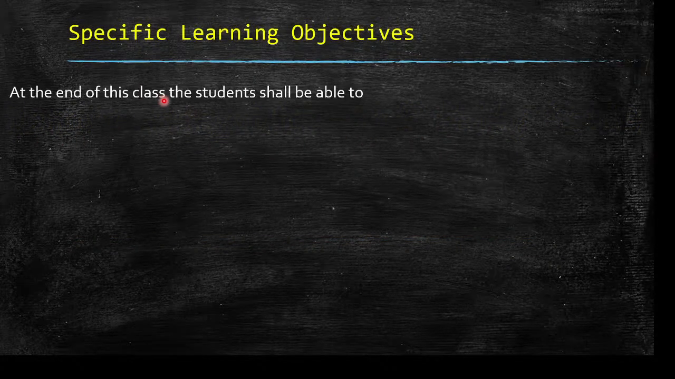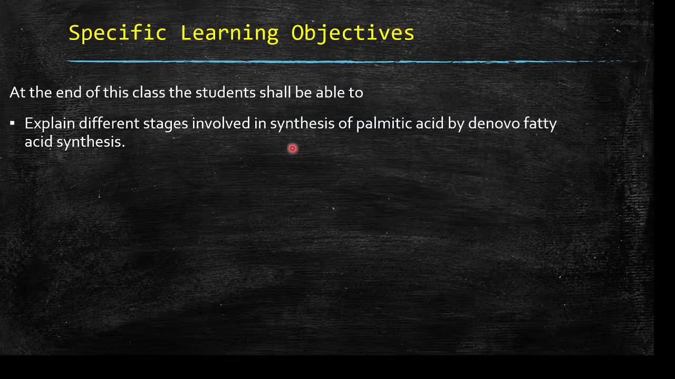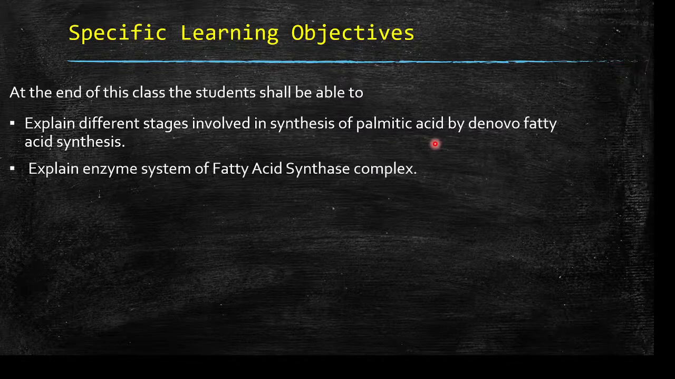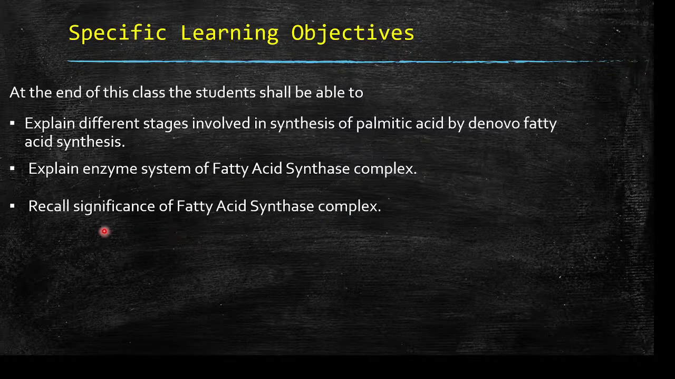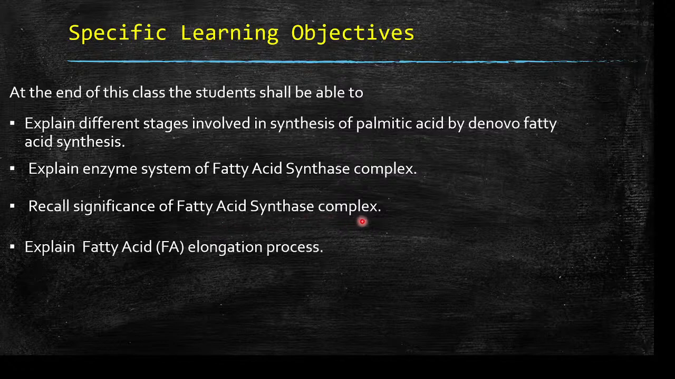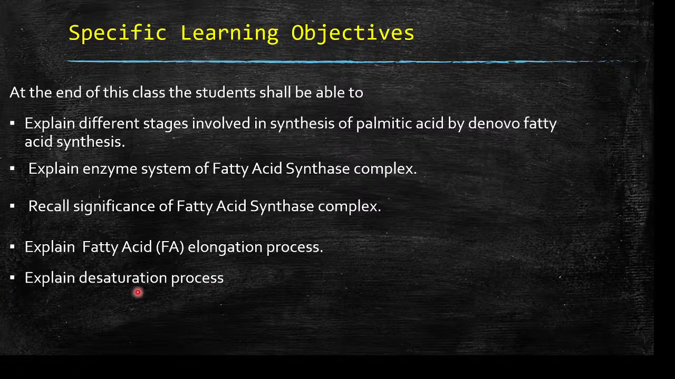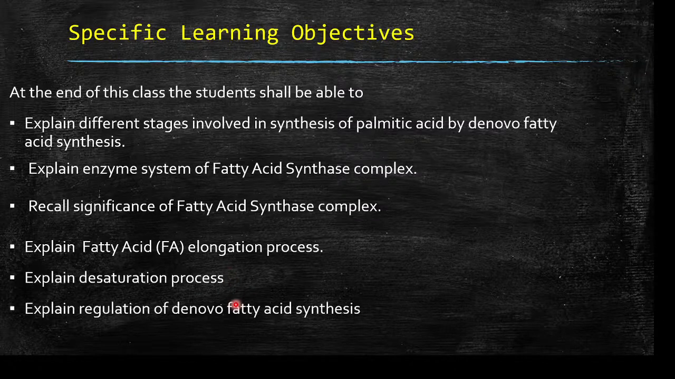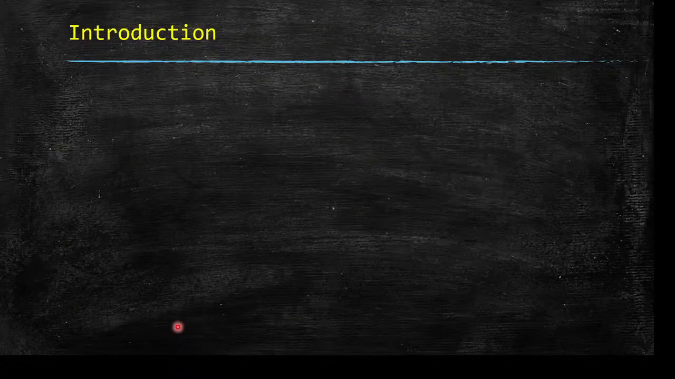So, specific learning objectives. At the end of this class, the student shall be able to explain different stages involved in synthesis of palmitic acid by de novo fatty acid synthesis, explain the enzyme system of fatty acid synthase complex, recall the significance of fatty acid synthase complex, explain the fatty acid elongation process, explain the desaturation process, that is the synthesis of unsaturated fatty acid from saturated fatty acids, and explain regulation of de novo fatty acid synthesis.